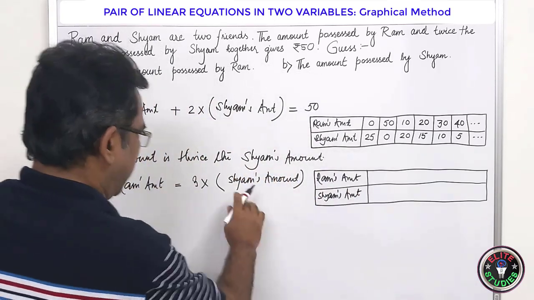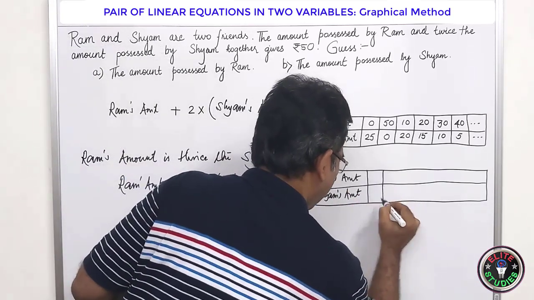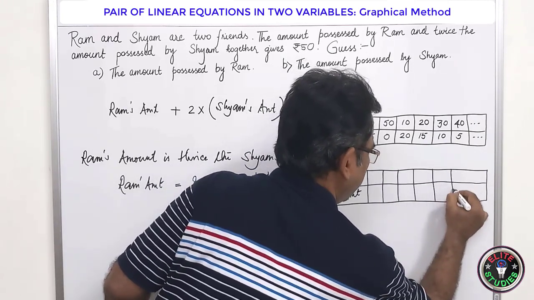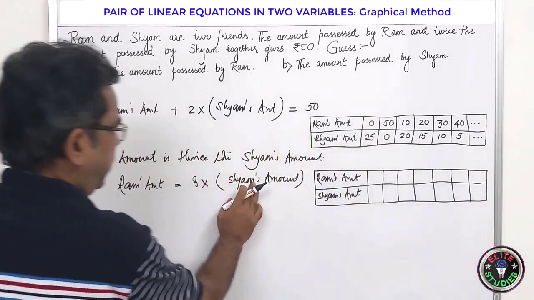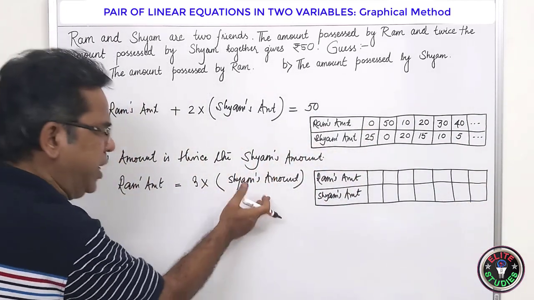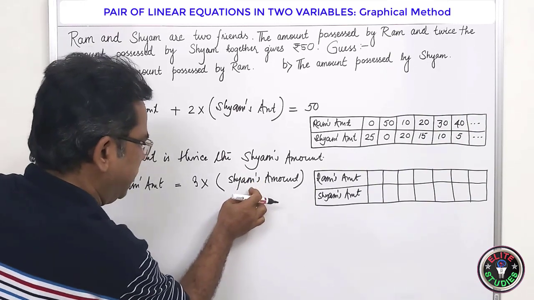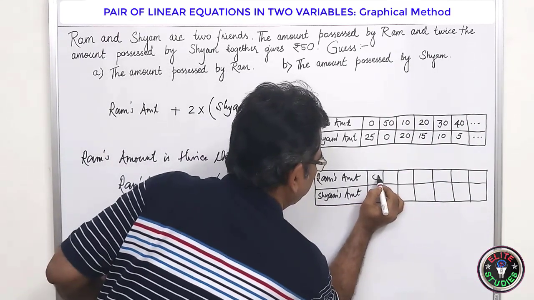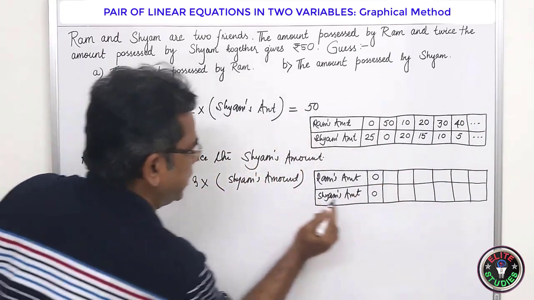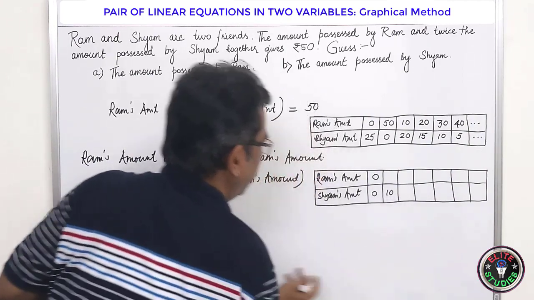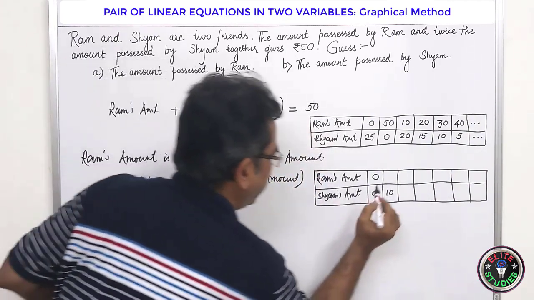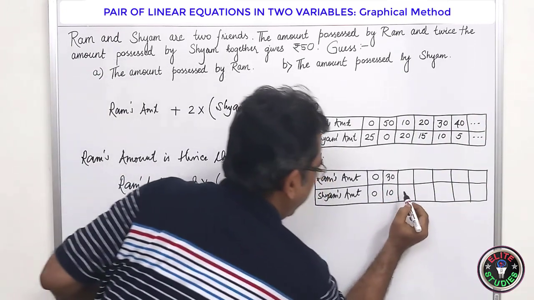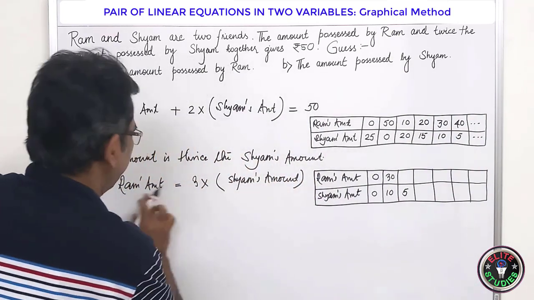Now Ram's amount. Let us suppose you can take any Sam's amount. It may be 0. If Sam's amount is 0, then Ram's is 3 into 0, which is 0. If Sam's amount is 10, then Ram's amount is 3 into 10, 30. If Sam's amount is, suppose, 5, then Ram's amount will be 15.